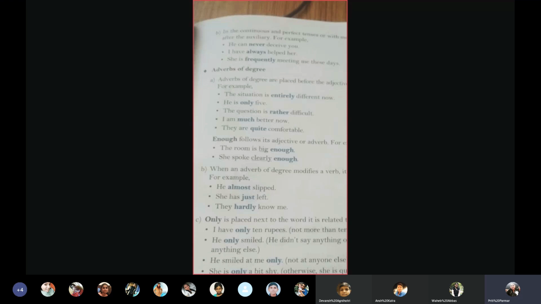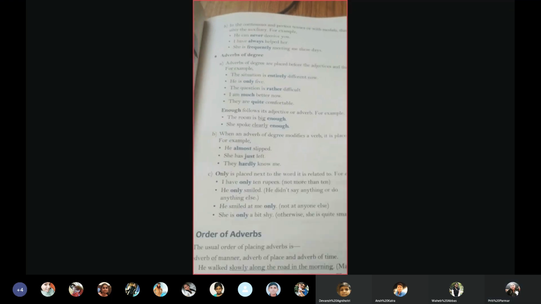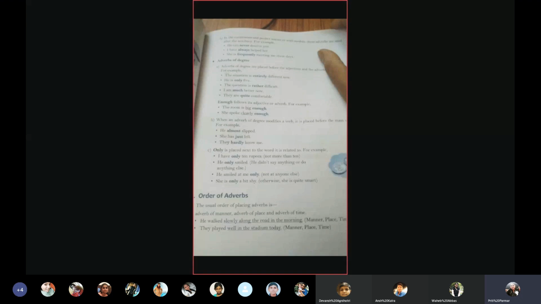Now moving on to order of adverbs. The usual order of placing adverbs is adverb of manner, adverb of place, adverb of time. In a sentence, it's not that only one adverb comes; many are used in a sentence. For example, he walked slowly along the road in the morning.